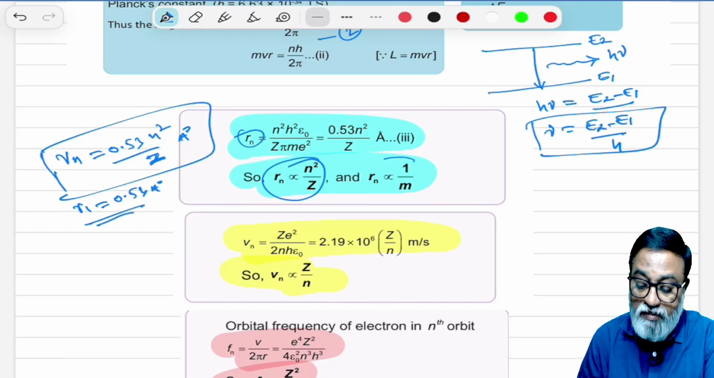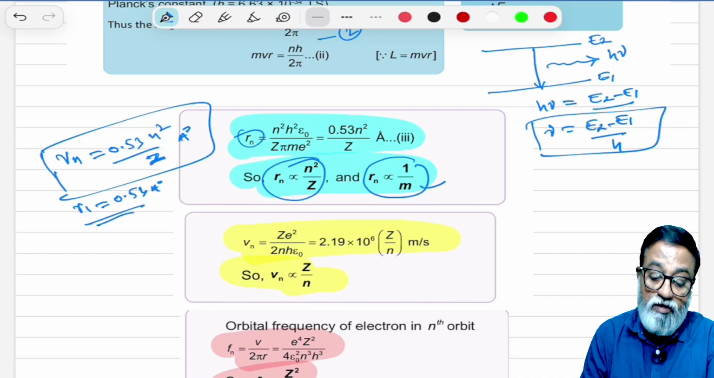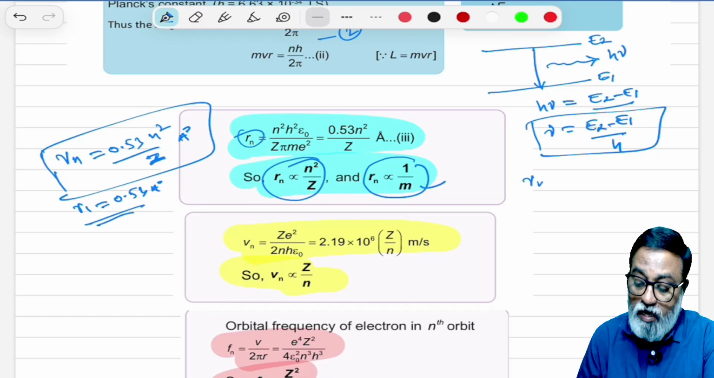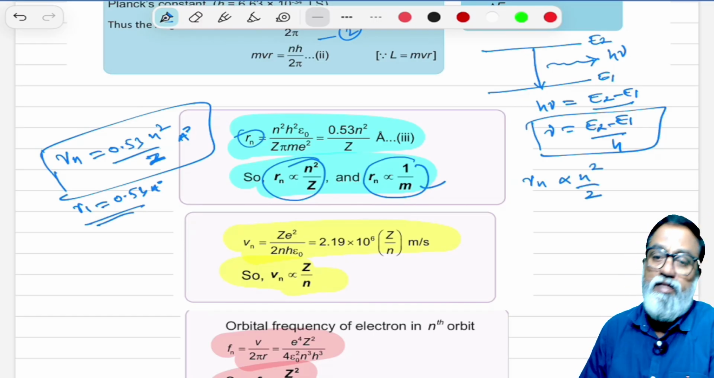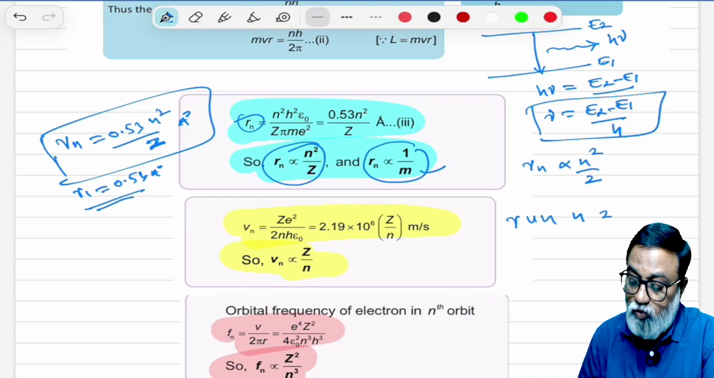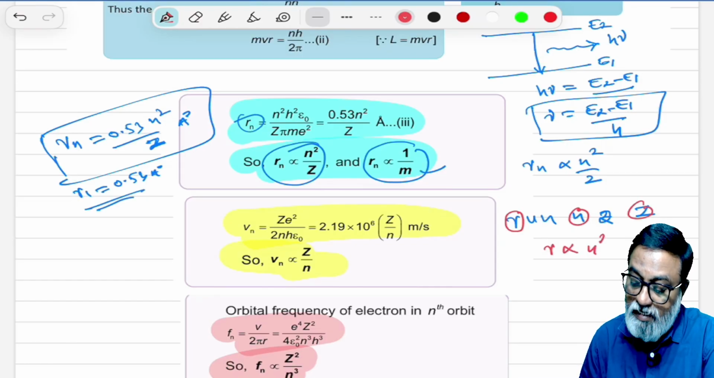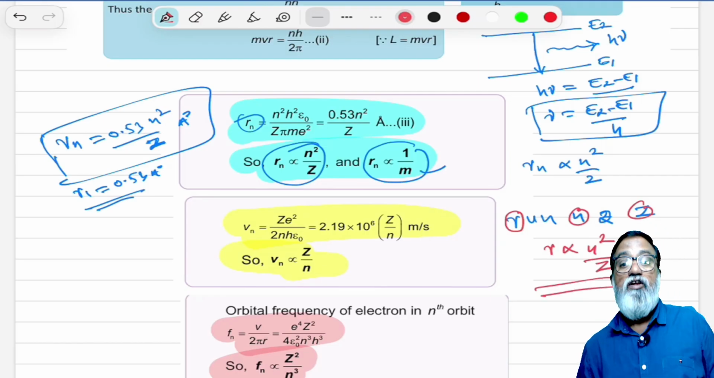Another one: the radius of the nth orbit is inversely proportional to the mass of the electron. Here, this one is very important: r_n is proportional to n square by Z. How can you remember this? One simple thing. I am writing here: "run n2 z". Run means r, here n, this is Z. Means r is proportional to n square by Z. You have to remember it like this.